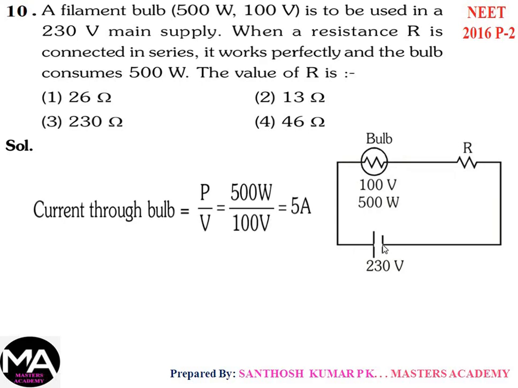Therefore, the current through the bulb is, we know that power P is equal to V into I, or I is equal to P by V. 500 by 100 is 5 ampere, and V is equal to IR, R is equal to V by I. That is 130 divided by 5, which is 26 ohm. Option is the first one, 26 ohm.